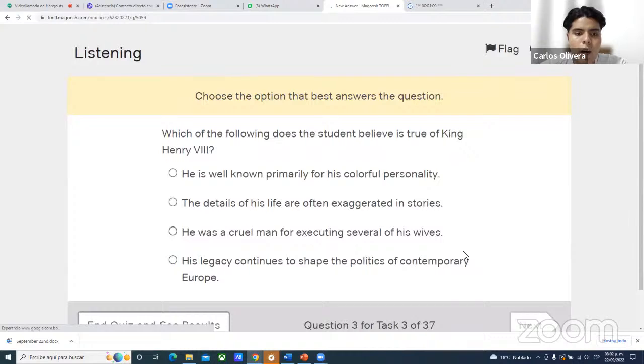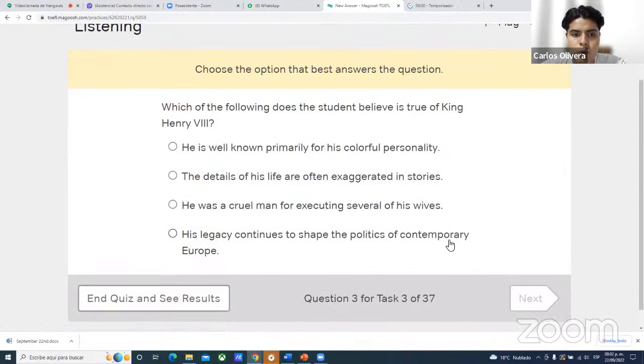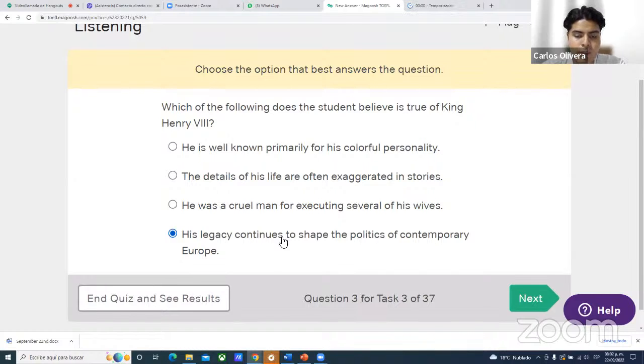Number three, which of the following does the student believe is true of King Henry VIII? He's well known primarily for his colorful personality. The details of his life are often exaggerated in stories. He was a cruel man for executing several of his wives, or his legacy continues to shape the politics of contemporary Europe. I think this is the correct one, because colorful personality, not actually. The details of his life are often exaggerated, he never said this. He was cruel for executing, no.